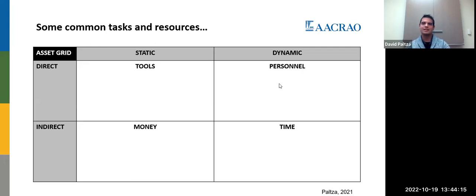And then under dynamic and indirect, we have time. Time, if you let it sit there, it's going to take away. I think time is the most frustrating resource that we have, because it'll take away whether you like it or not. Can't add time to your life, can't take it away, but it's indirect. Time doesn't actually do your work for you.